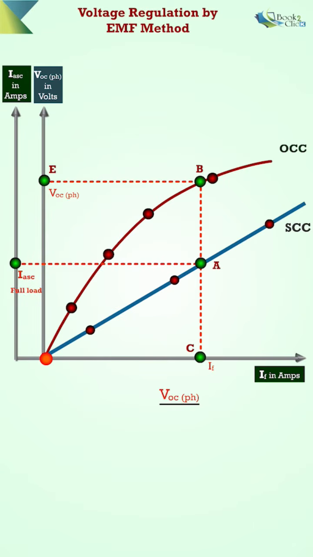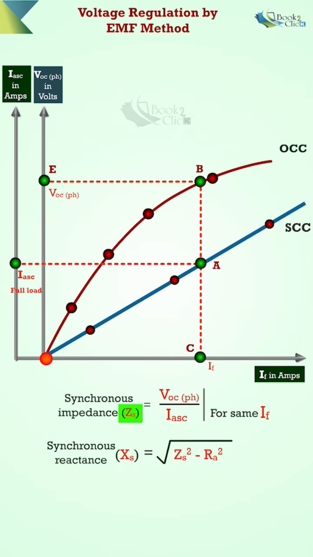Divide the open circuit voltage or rated voltage by short circuit current for the same field current to determine the synchronous impedance ZS of the alternator. Substitute the values of ZS and RA in this formula to determine the value of synchronous reactance XS of the alternator.